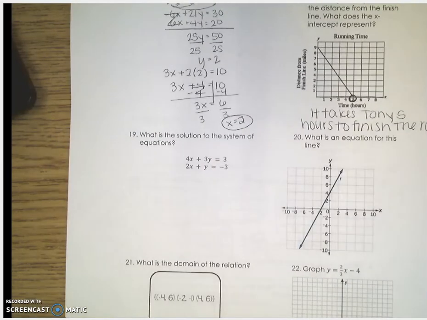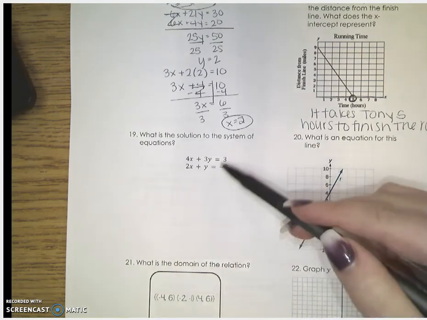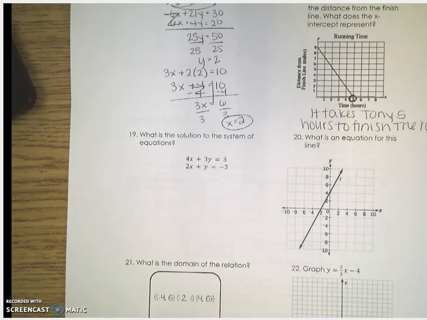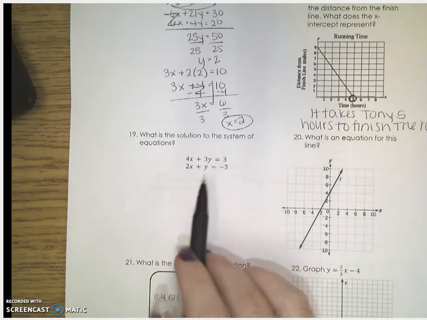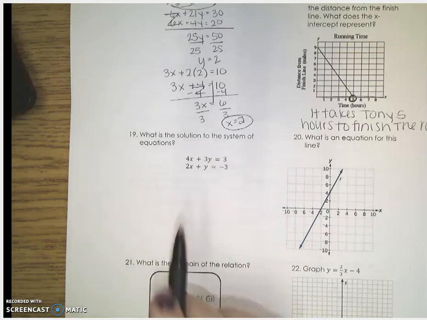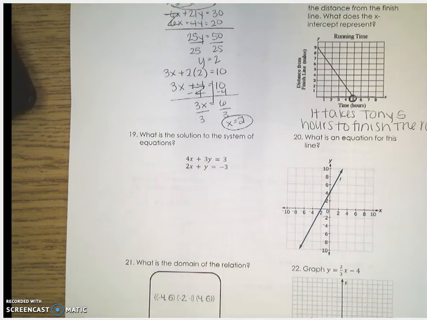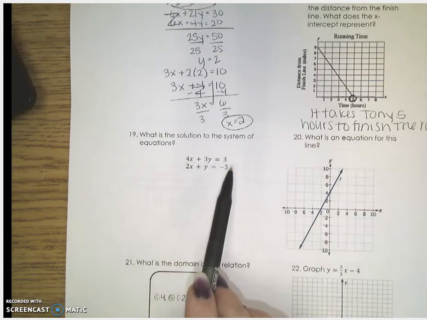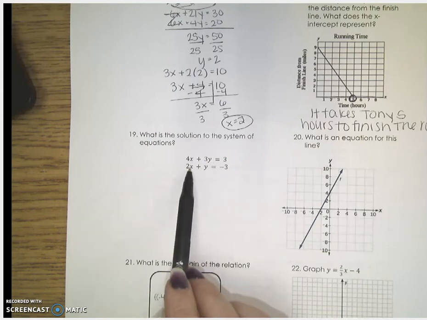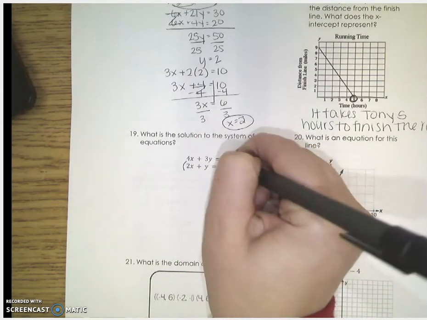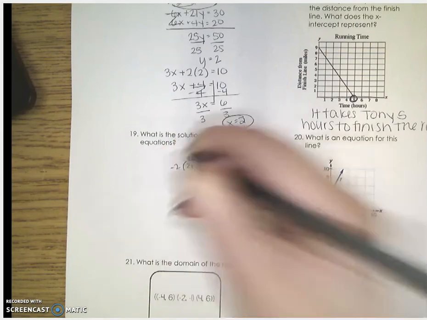Number 19 asks, what is the solution to the system of equations? Again, we have two standard form equations, and I need to determine the point of intersection, or the time when these two equations are equal. So I can say that I have 4x plus 3y equals 3, 2x plus y equals negative 3. I do not have a zero pair. In order to create a zero pair, I can multiply this bottom equation by negative 2.